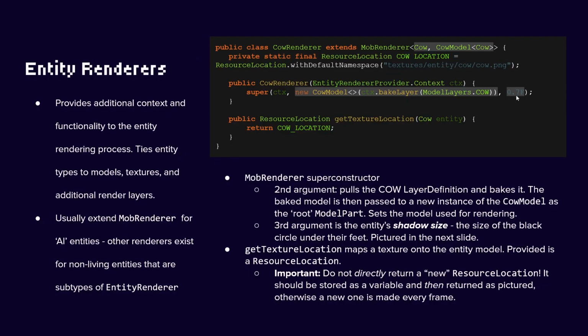And then this is the shadow size, which I will show you what that actually is in the next slide. But that's how you specify the shadow size. And then you have the get texture location method, which lets you set the resource location that's used to draw the texture from to render the entity. Also important when you're doing get texture location, you really don't want to return a new resource location, because that method gets called like 60 times a second, and you'd be allocating a lot of memory. So that's why you create a field and then pass the field to it.